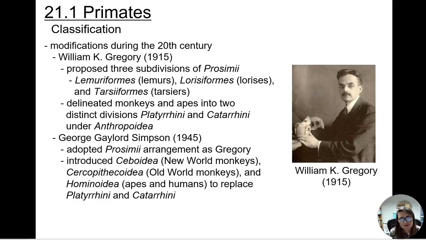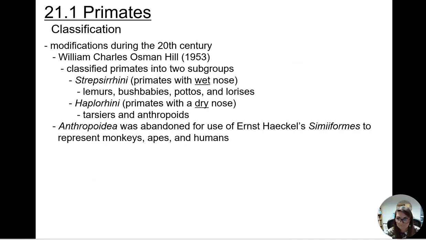Modifications during the 20th century occur with Gregory in 1915, where he proposes 3 subdivisions. He puts the lemurs together, the lorises, and then the tarsiers. He delineated monkeys and apes into 2 distinct divisions, and they all go under Anthropoidea. Then we have Simpson in 1945, who looks at the Prosimian arrangement as Gregory did, and introduces a New World monkey order and an Old World monkey order, and then puts apes and humans together in the hominoid group to replace the other groups.